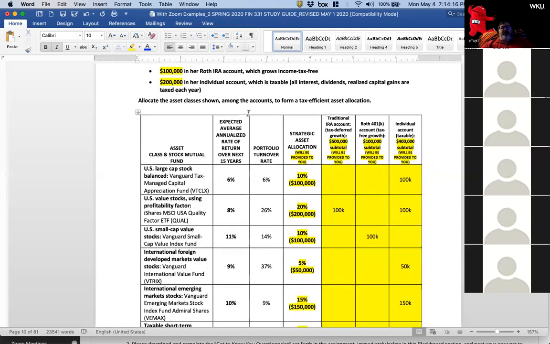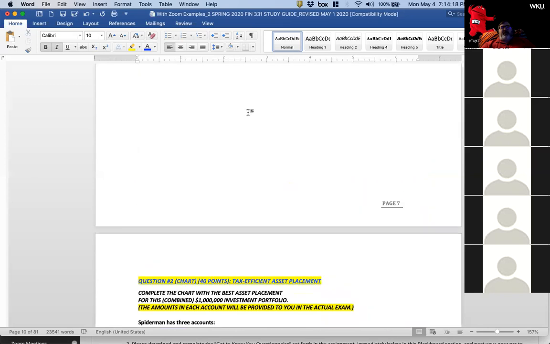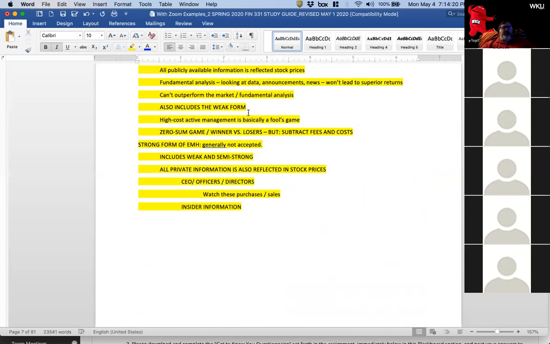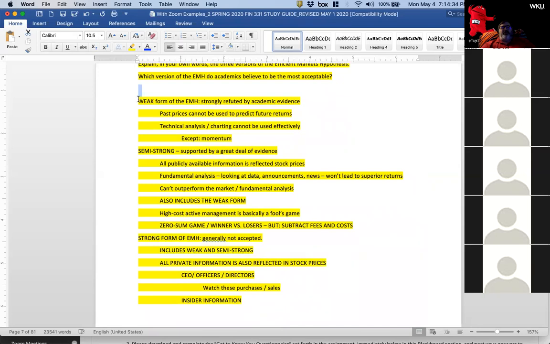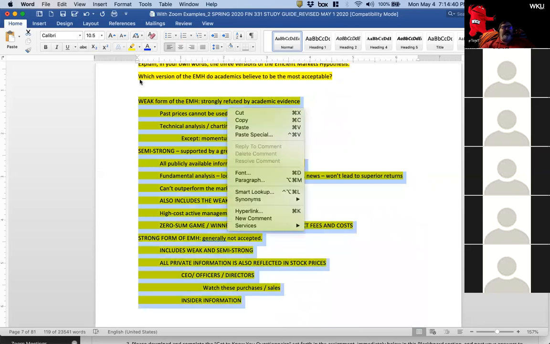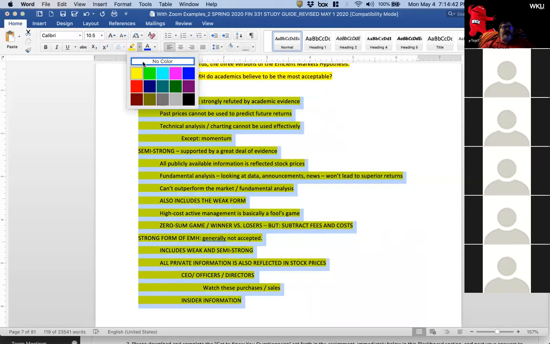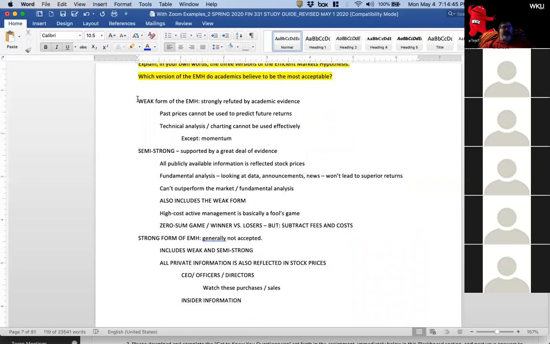All right. Let's go back to the efficient markets hypothesis. All right, we have the question here. Explain in your own words the 3 versions of the efficient markets hypothesis. Which version of the efficient markets hypothesis do academics believe to be most acceptable? And these are basically my answers to that. I kind of outlined it here. I'll just take the color out, and let me just review it and talk you through it.